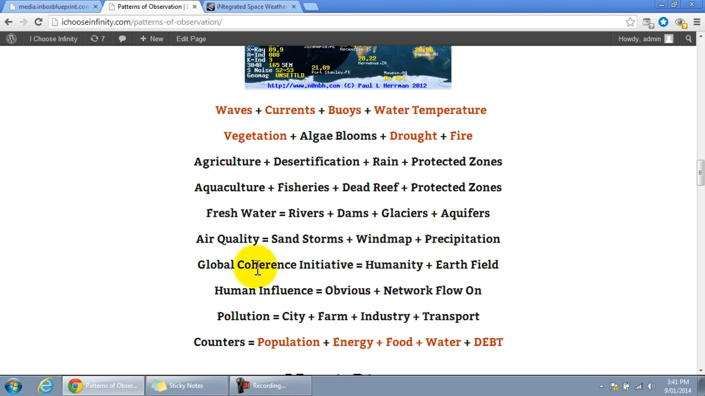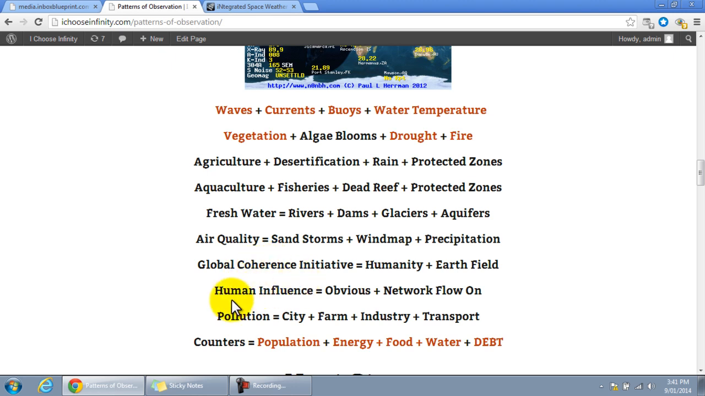precipitation. Global Coherence Initiative is looking for patterns relative to large-scale human action and changes in the Earth's magnetic field. They're seeing lots of correlations and patterns emerge there as well. Extremely interesting. I've got to find the right information to put there though.